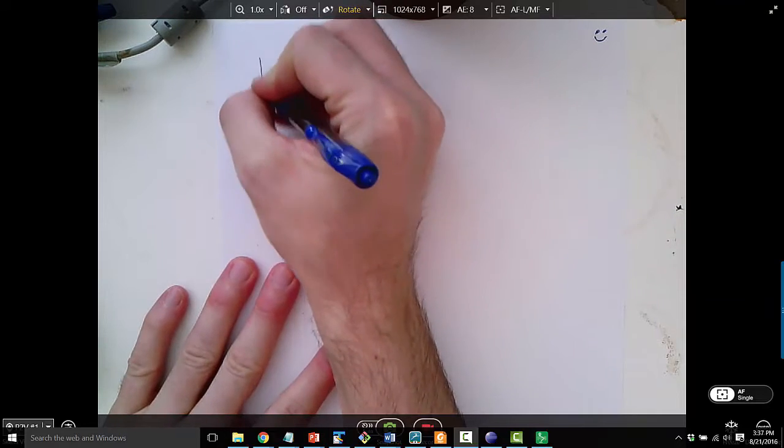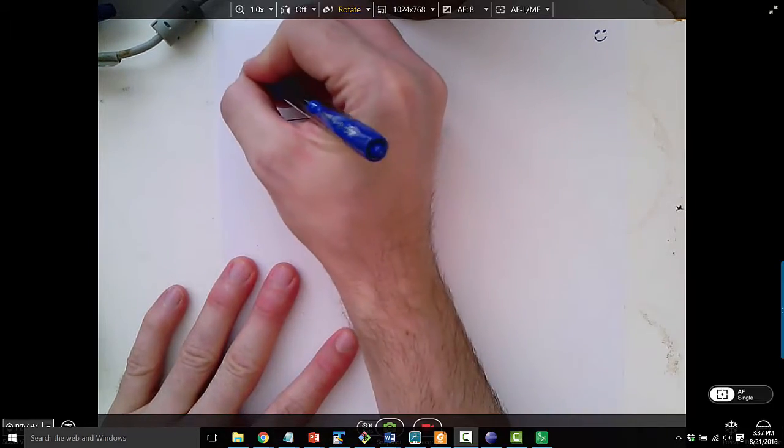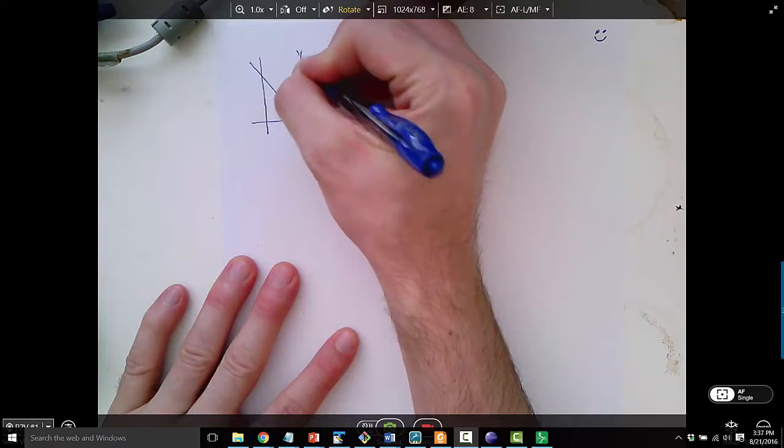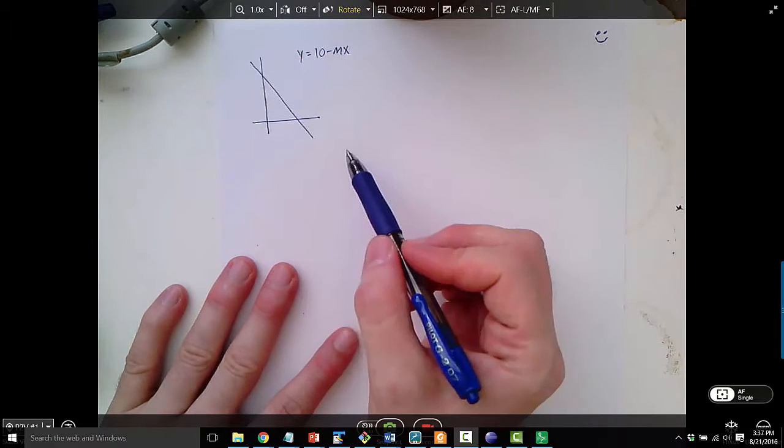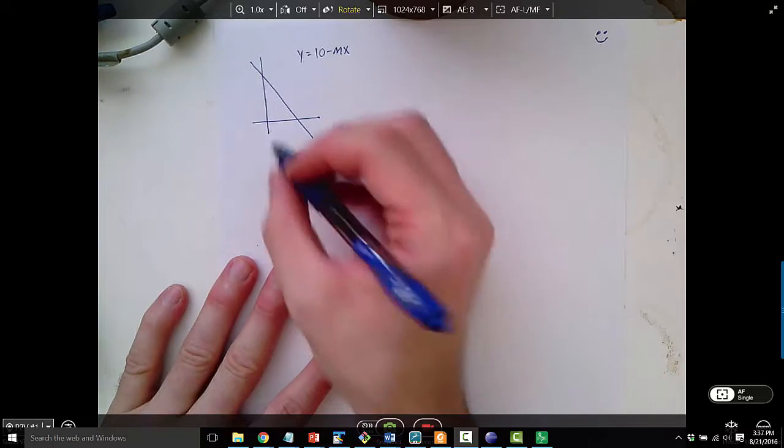Okay, as requested, I'm going to do problem 2b from the homework from before. Let's start out by sketching a graph and remembering what the problem was about. So we have y equals 10 minus mx, where m is the magnitude of this slope.